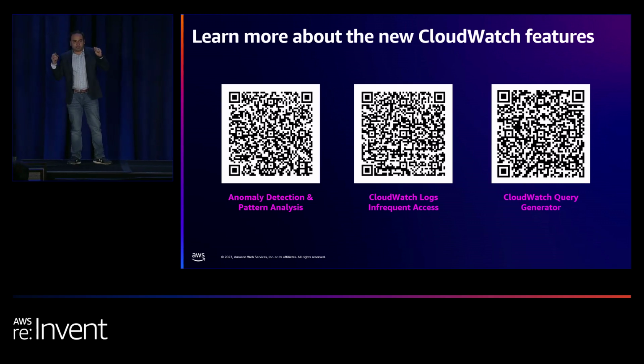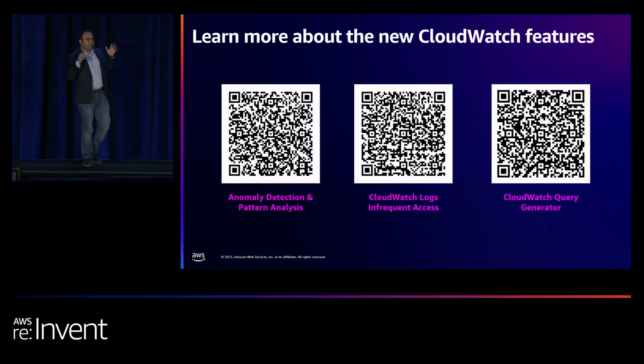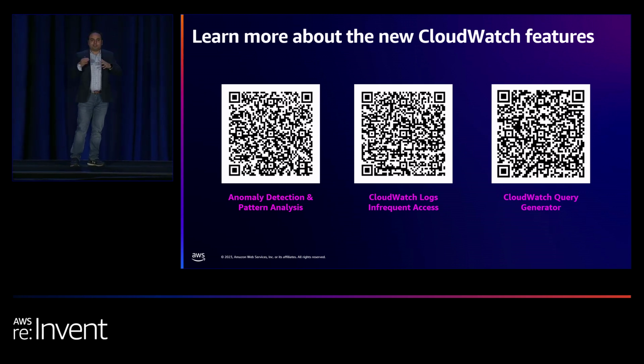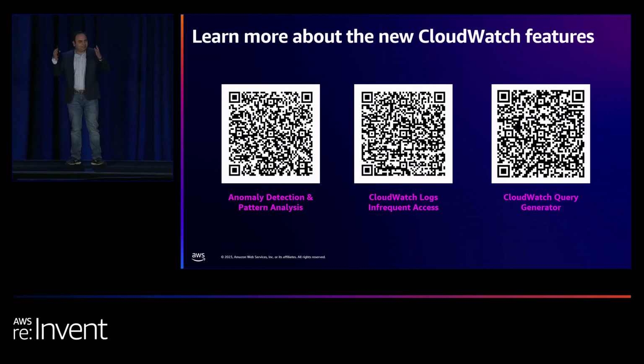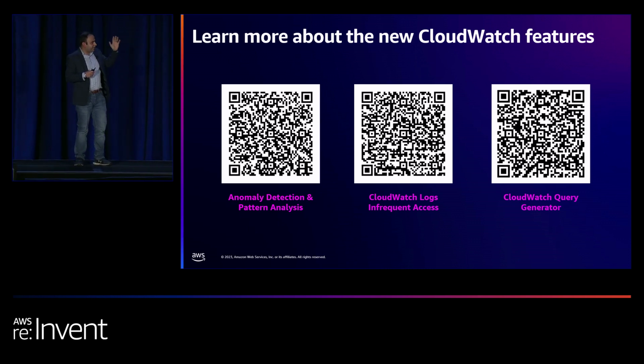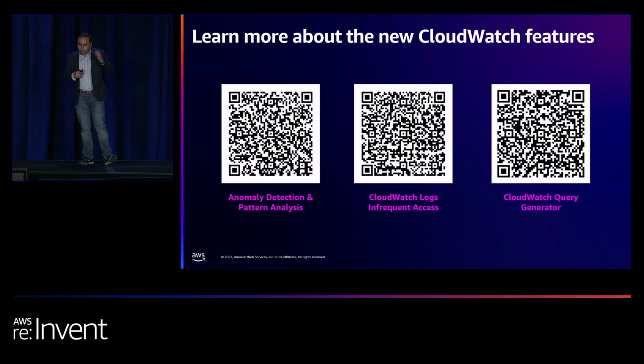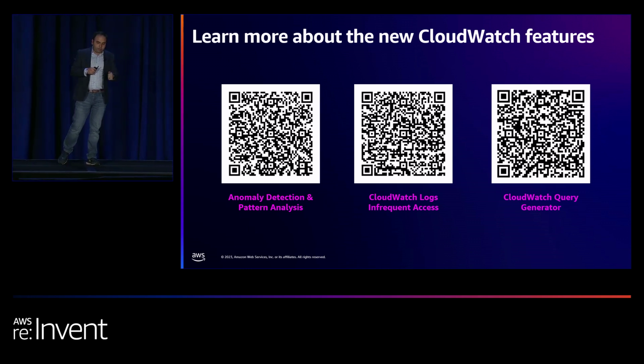All right, so let's walk you through where you can learn more. Here are some QR codes. Feel free to take a picture and scan them for the three features, or rather, three buckets of features: anomaly detection and pattern analysis, CloudWatch Logs infrequently accessed, and the query generation. You can learn more about these through these links.